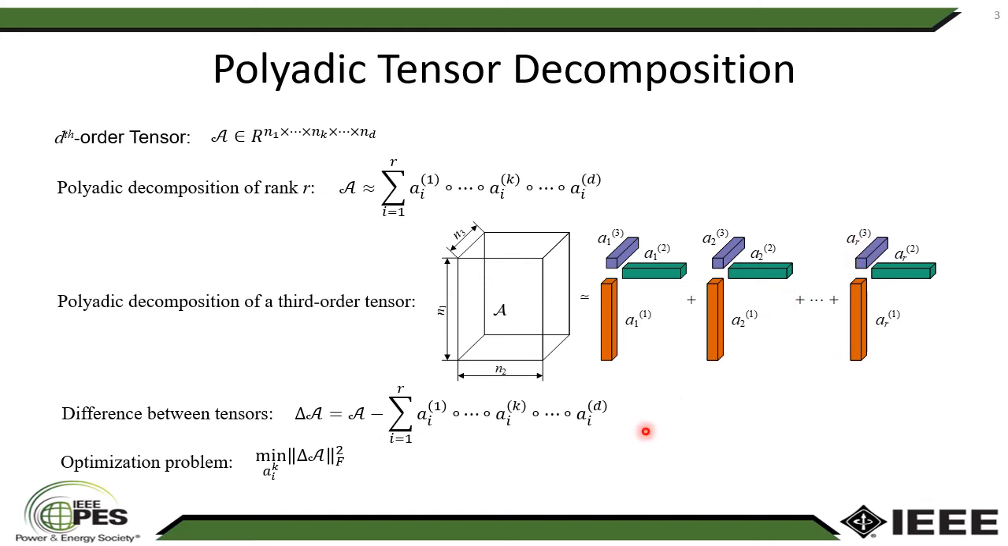Reconstruction of the tensor from the decomposed form can create error that we would like to minimize. We define the difference between two tensors, original and reconstructed, as delta A, and we are trying to minimize it in this optimization problem, where we are minimizing the Frobenius norm of this difference.